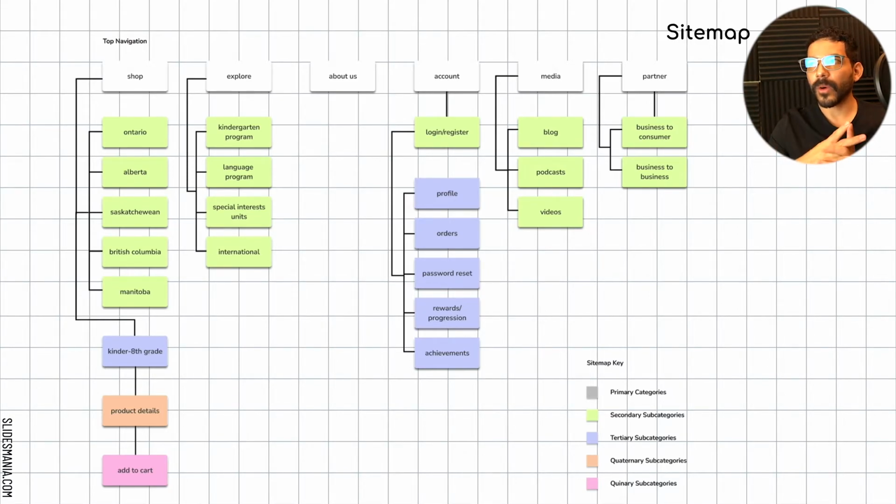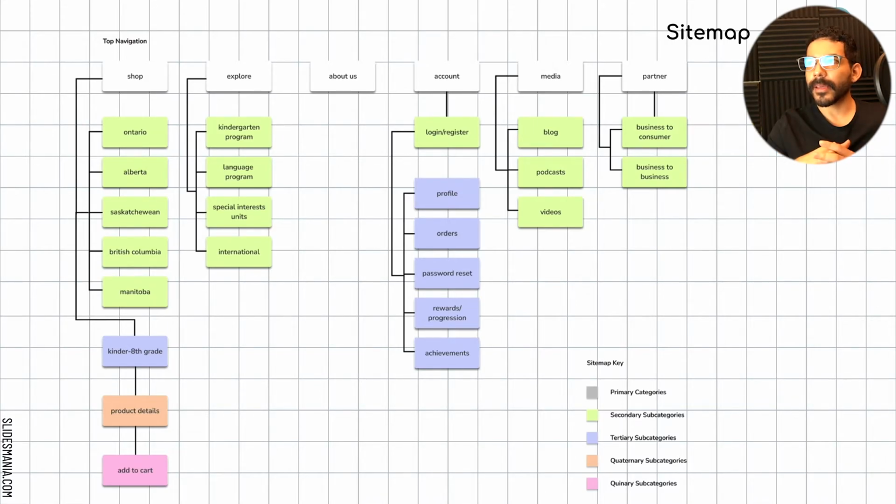So the account: login, register, and then profile, orders, password reset, rewards, progression, and achievements. So there's some gamification in there, and I feel like everything here is open for discussion, because there's so much that could be done here, and it has a lot of potential around that area too.